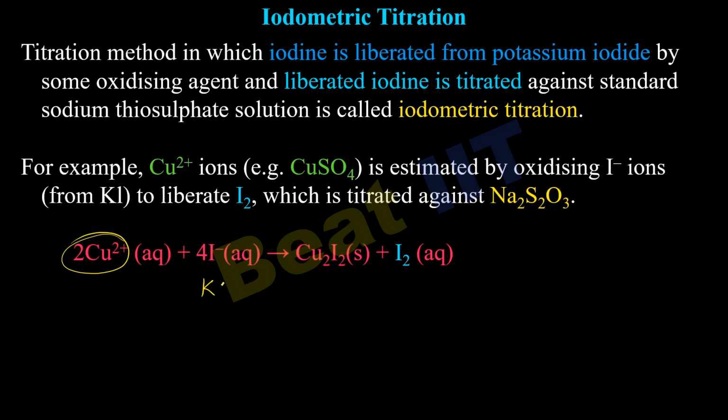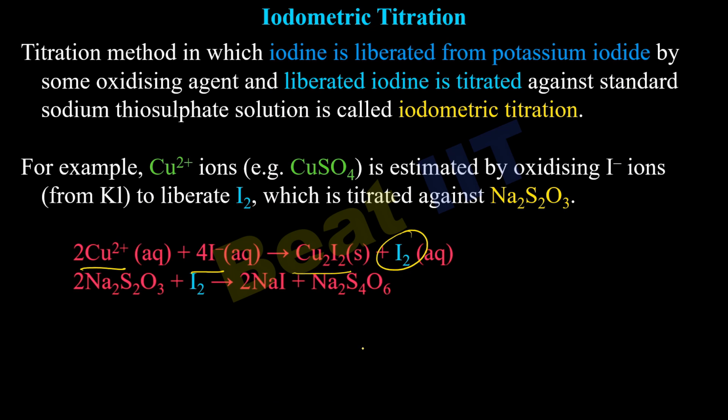This iodide ion is from KI, so you can write 4KI instead of 4I-. When this cuprous ion reacts with iodide ion, we get Cu2I2 and this iodine is released. This iodine is actually titrated with a known amount of sodium thiosulfate. From here we can calculate the amount of I2 which was liberated. Because this amount is known, from here we will get half the moles of I2 will be consumed.